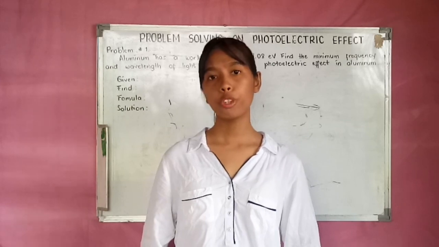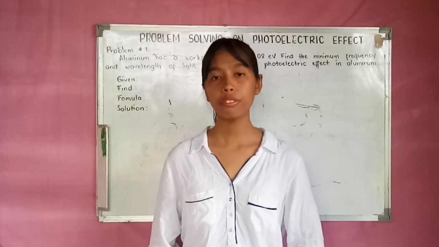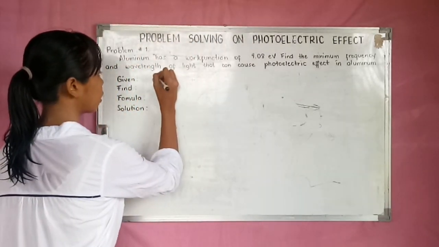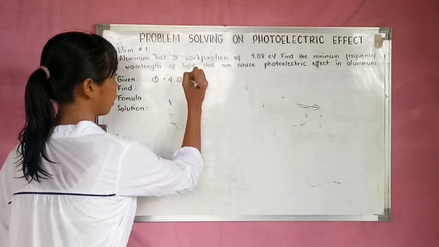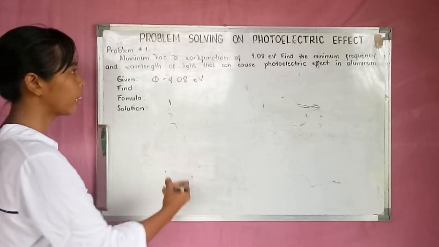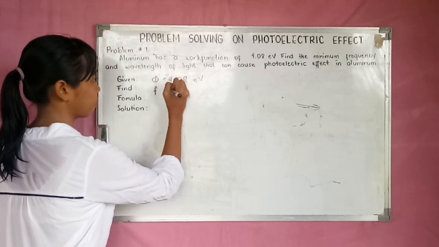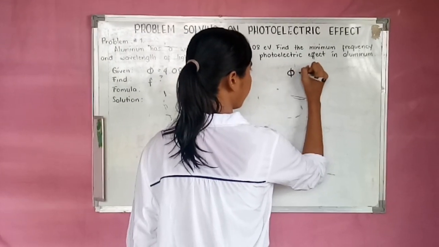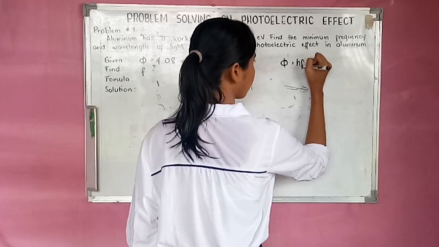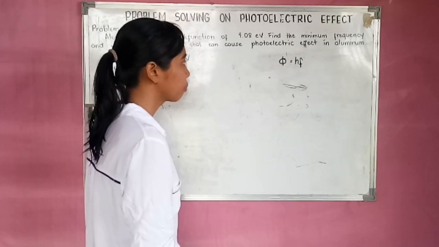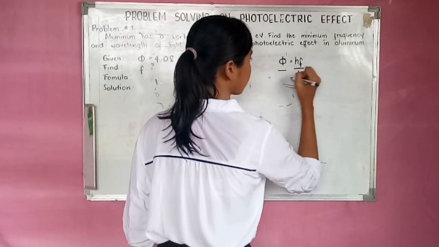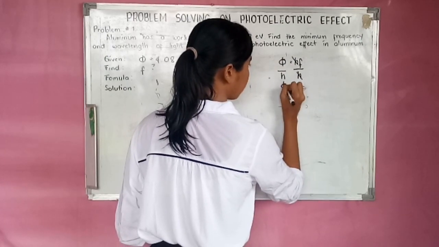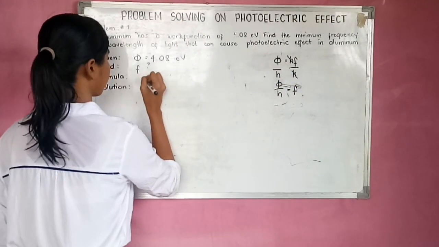So now that you already know the formulas and the concept in photoelectric effect, we can start solving the problem. Given only is the work function, which is 4.08 electron volts. First, we must find the minimum frequency. To get the frequency formula, we will derive the work function formula, which is equal to the product of Planck's constant and the frequency. Divide both sides by Planck's constant, cancel it, and then the frequency is equal to the work function over the Planck's constant.